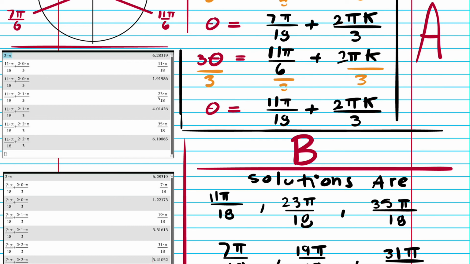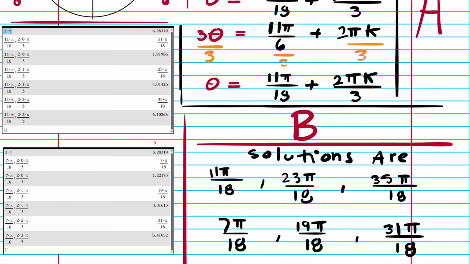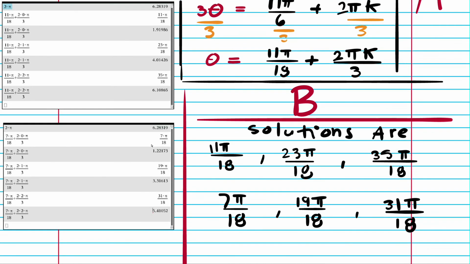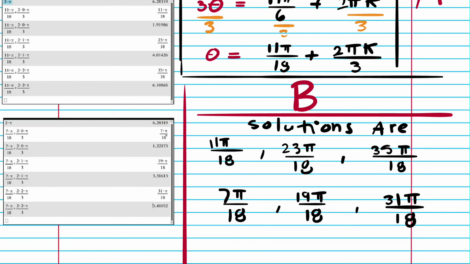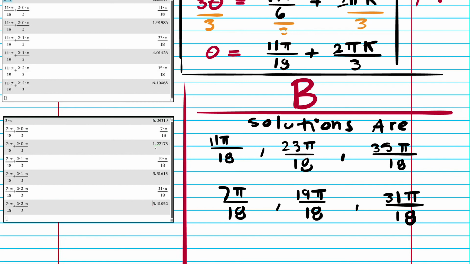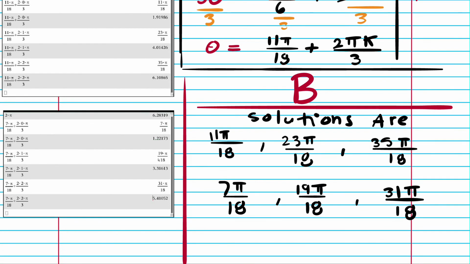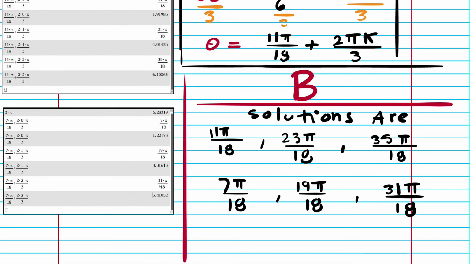Our second point is 23 pi over 18, which yields us a 4.014. And our third and last one would be 35 pi over 18, which gets us just barely 6.108. Now you do this for the other equation as well, and our first one is 7 pi over 18, which gives us 1.22. Our second one would be 19 pi over 18, which gives us 3.31, and our third one would be 31 pi over 18, which gets us 5.14.